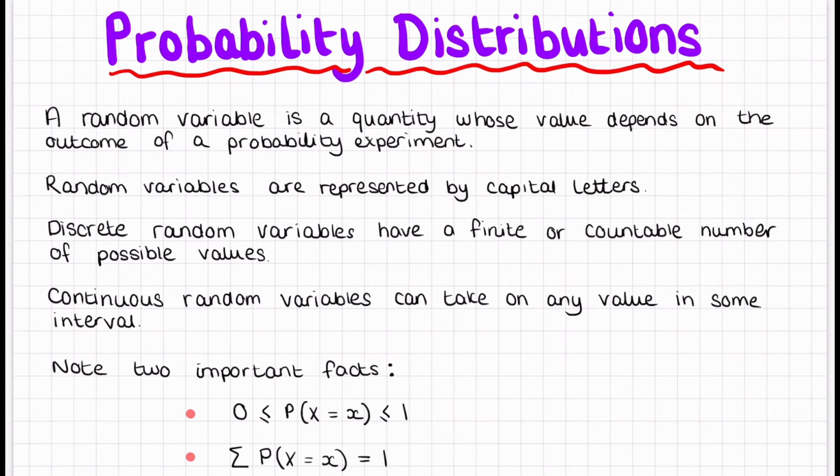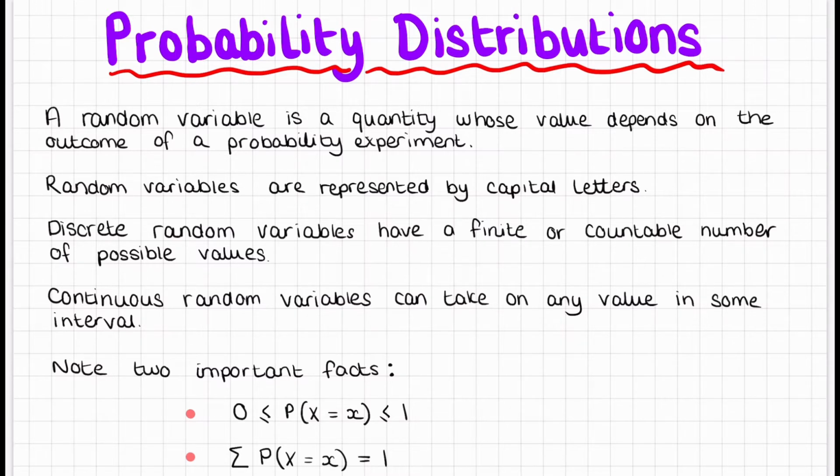Hi everyone, this video is on probability distributions, the start of it anyway. So a random variable is a quantity whose value depends on the outcome of a probability experiment. Random variables are represented by capital letters. Discrete random variables have a finite or a countable number of possible values. Continuous random variables can take on any value in some interval.